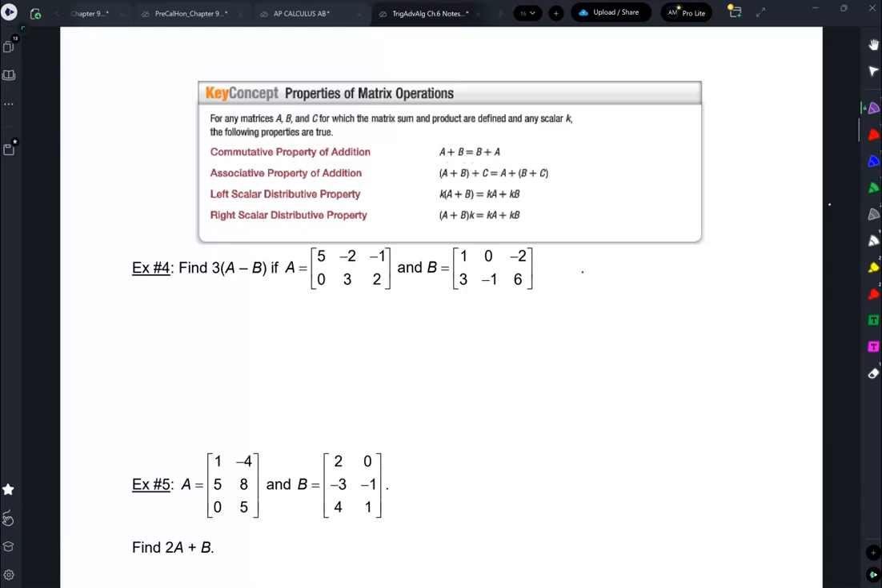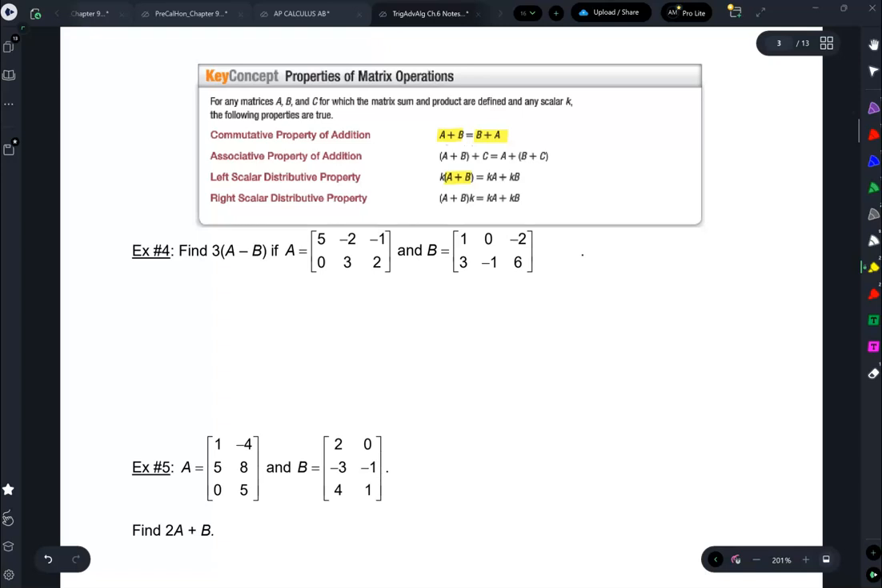And then you could do some more complex operations. Just like numbers, A plus B and B plus A are the same. You can add matrices to each other. And then you can also add two matrices and multiply by a number, just like you do with any other algebra.